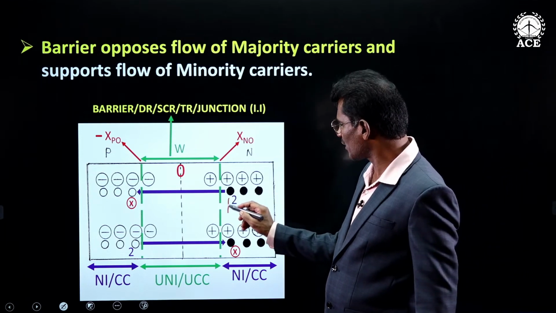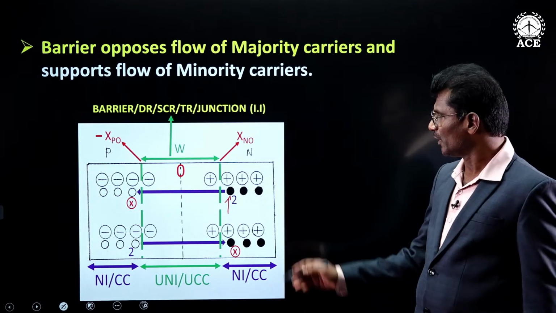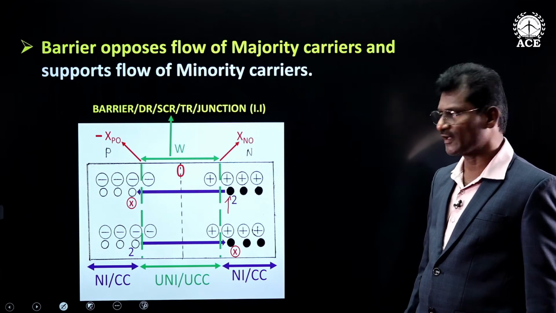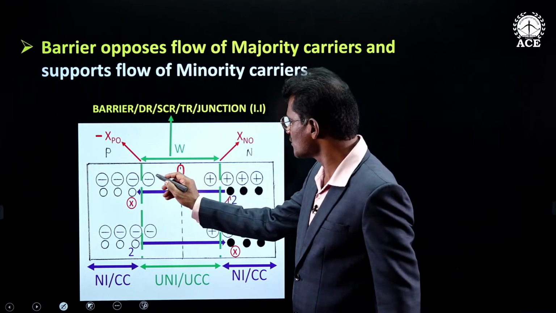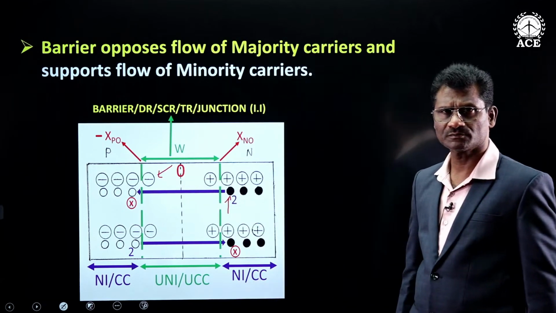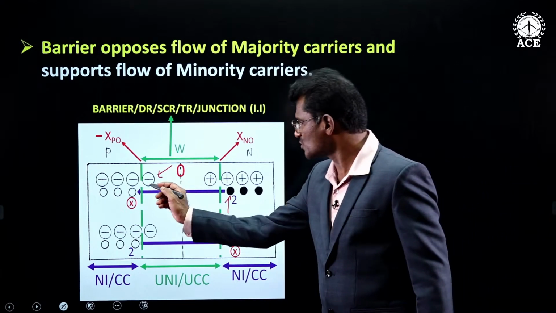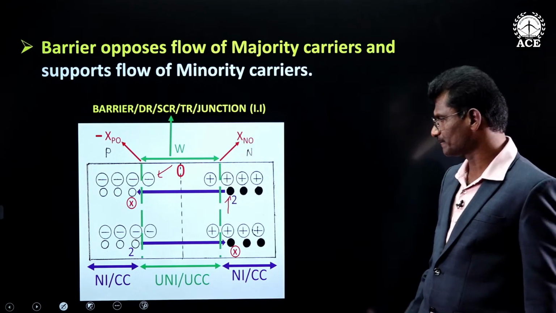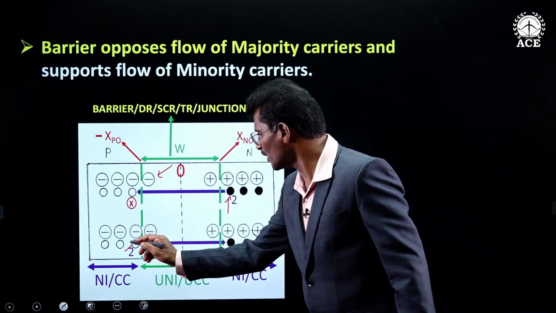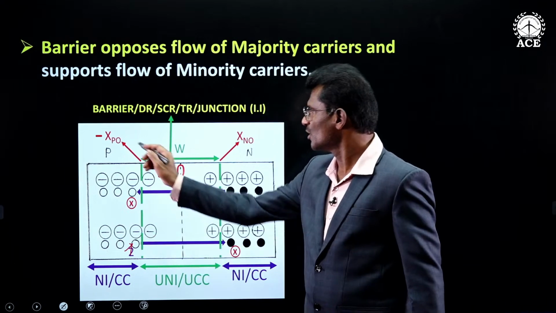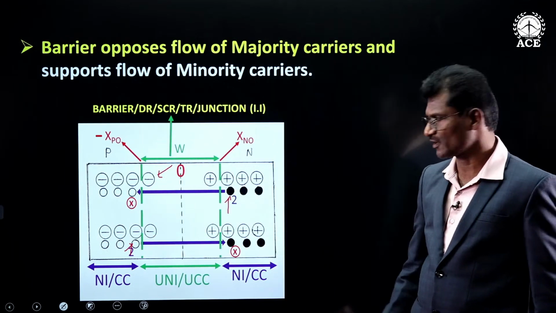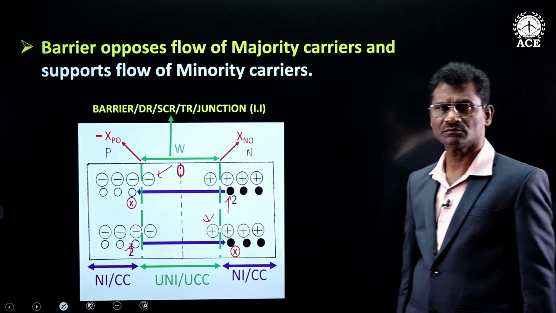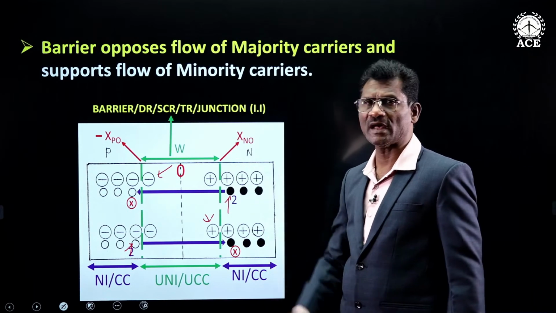If you look at this electron, it is majority carrier of N side. Its diffusion is opposed by this negative ion. If you can observe, this negative ion is existing in the barrier. Similarly, if you look at this hole, it is majority carrier in P side. Its diffusion is opposed by this positive ion, which is in the barrier.